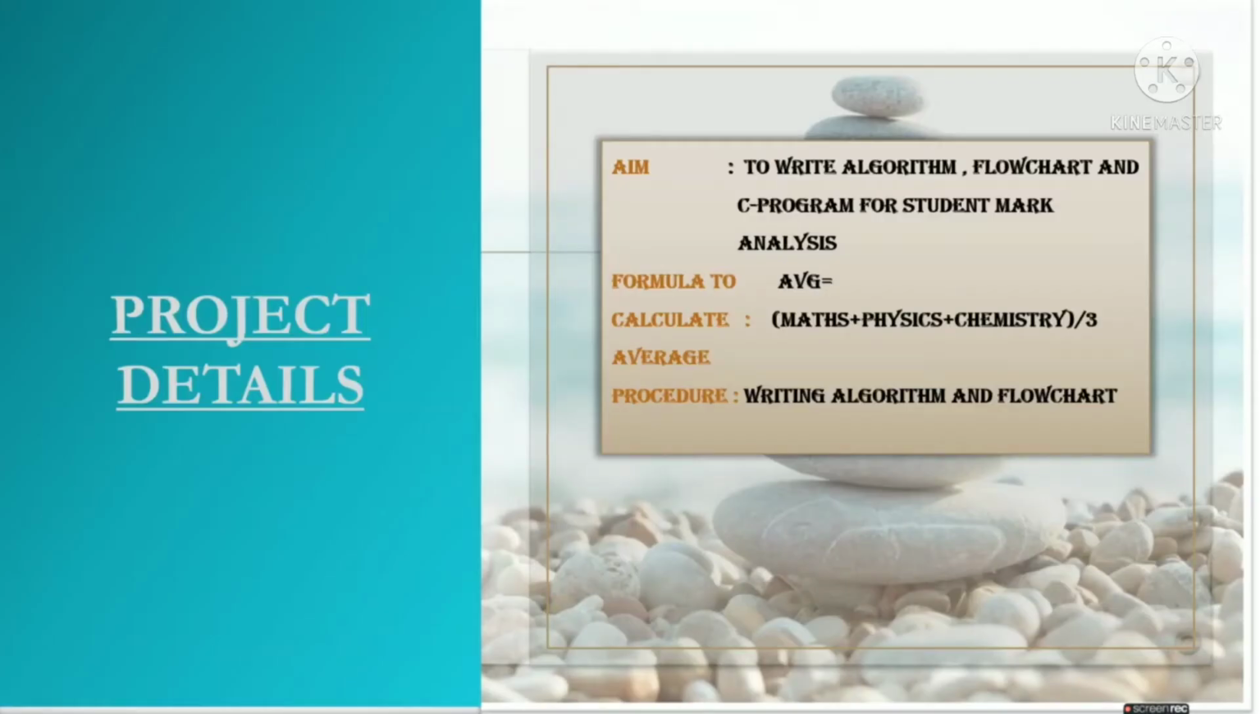And let me share my project details. My aim of the project is to write an algorithm, a flowchart, and a C program for student mark analysis. I have chosen three subjects, that is maths, physics, and chemistry. I am going to take the average of the three subjects for each and every student, and I am going to assign the grade for every student. And a procedure to write: I am going to write an algorithm, a flowchart, and then the C program.